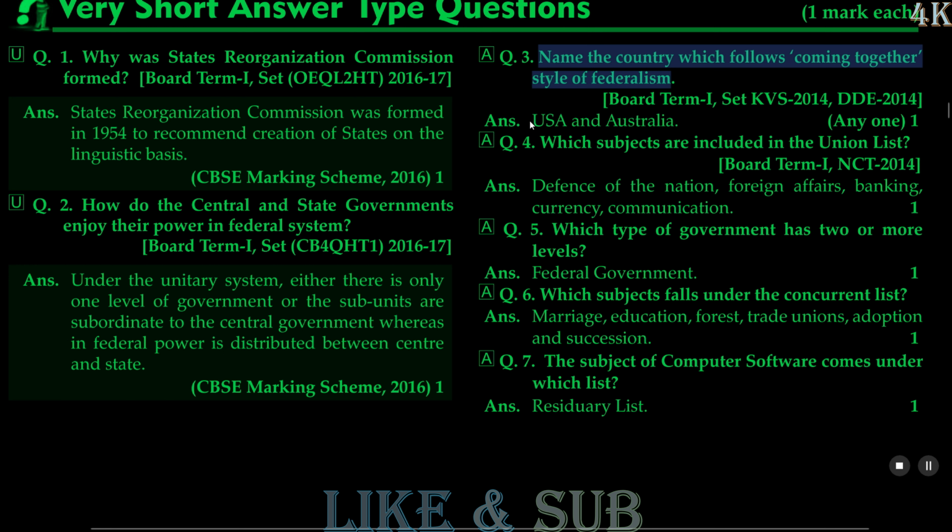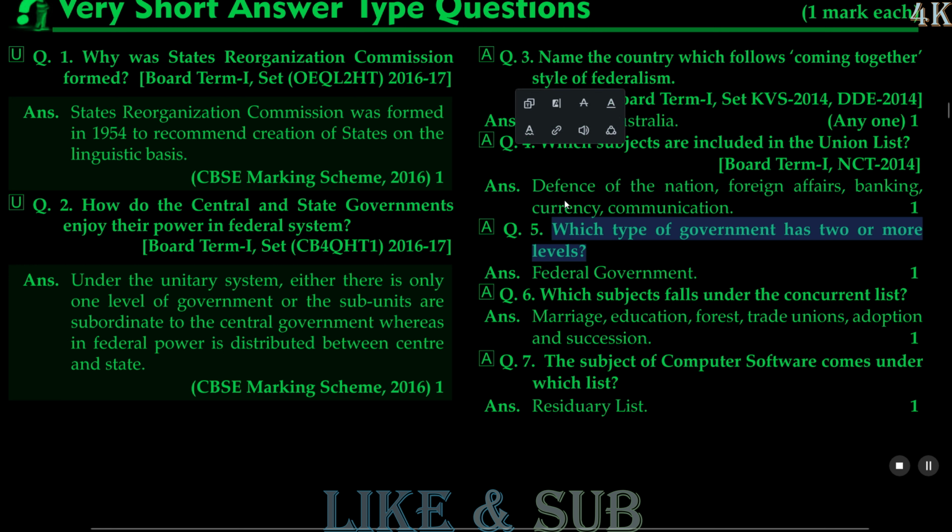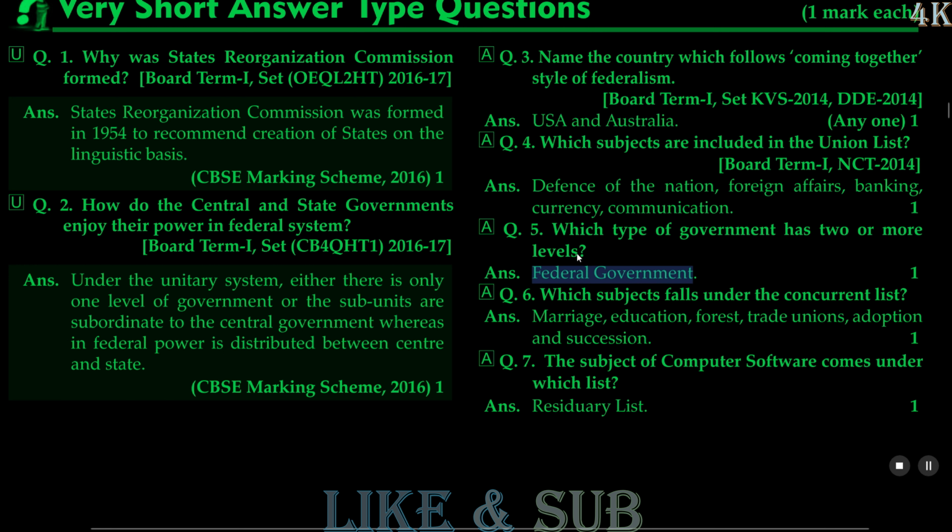Name the country which follows coming together style of federalism. USA and Australia. Which subjects are included in the Union list? Defense of the nation, foreign affairs, banking, currency, communication. Which type of government has two or more levels? Federal government.